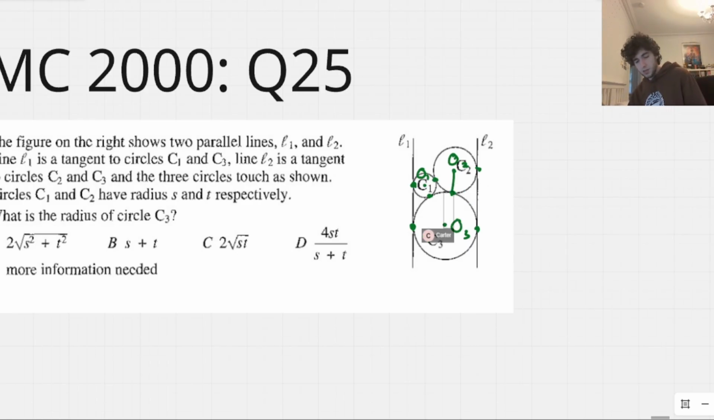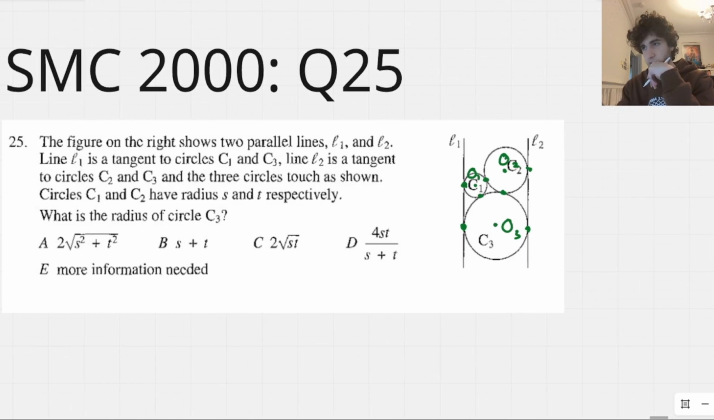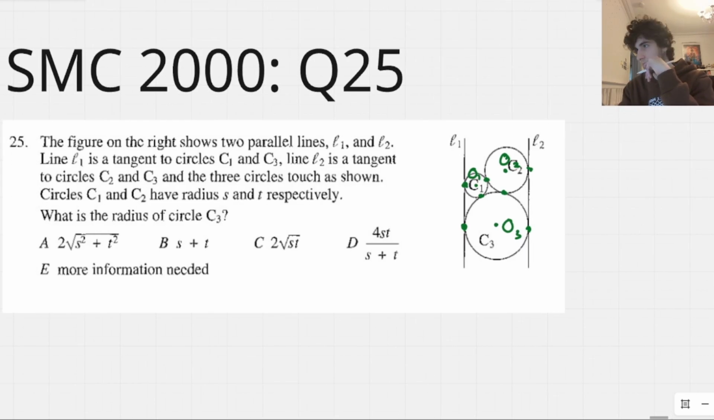So we have our three centers. Did I even finish reading the question? Circles C1 and C2 have radius S and T respectively. What is the radius of circle C3? Obviously, we want that radius in terms of the other radii, that is, the radius of circle C3 in terms of the radii of circles C1 and C2, S and T respectively.